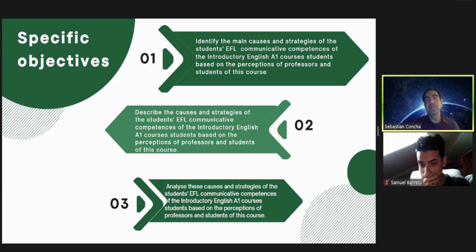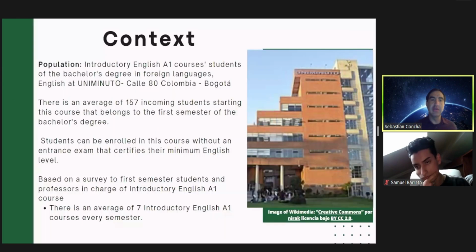First of all, the context is the Corporación Universitaria Minuto de Dios, which was established in 1992, and the bachelor's degree in foreign languages with emphasis in English, which was founded in 2010, but the new plan was established in 2018 after the accreditation of high quality by the Ministry of Education. So, taking into account the data, there are like 157 new students, and there are between 7 and 8 introductory English A1 courses.